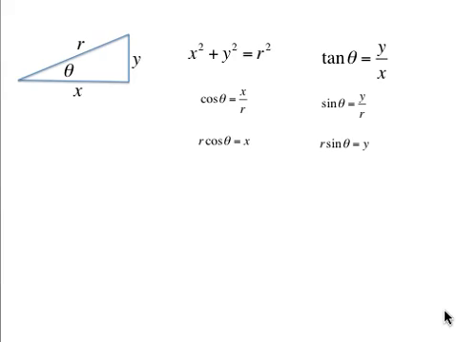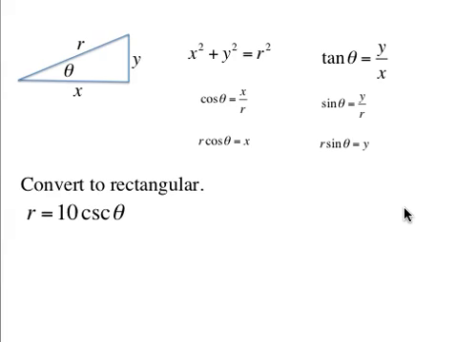Here's some information that we have. X squared plus y squared is r squared. Tangent of theta is y over x. Cos theta is x over r, so r cos theta is x. Sine theta is y over r, so r sine theta is y. We want to convert some equations to rectangular form. I'm going to start with r equals 10 times the cosecant of theta. I want to eliminate r and theta and rewrite in terms of x and y.